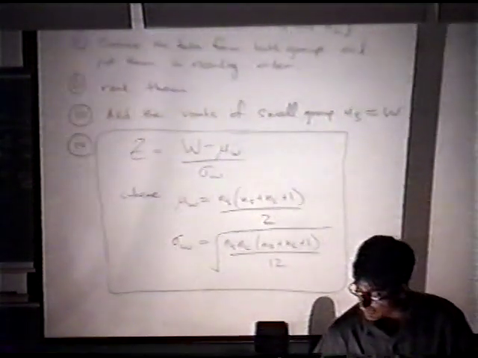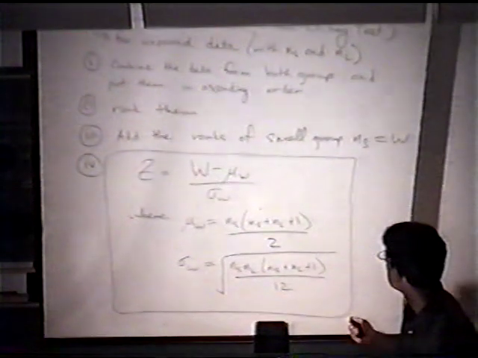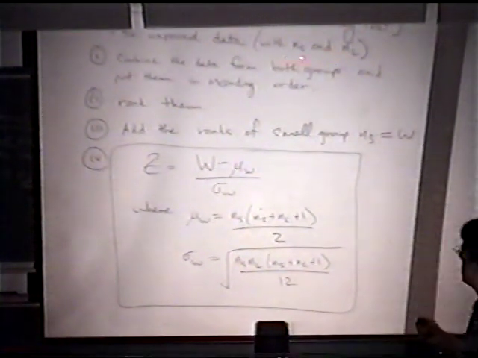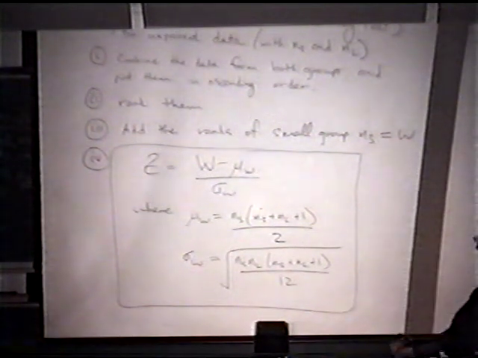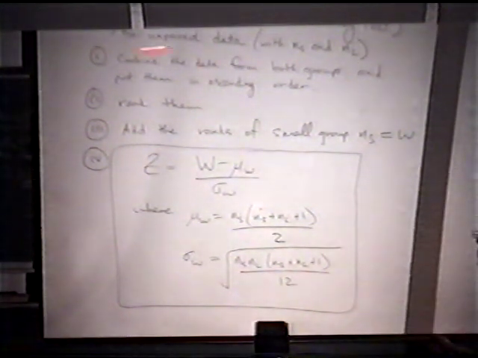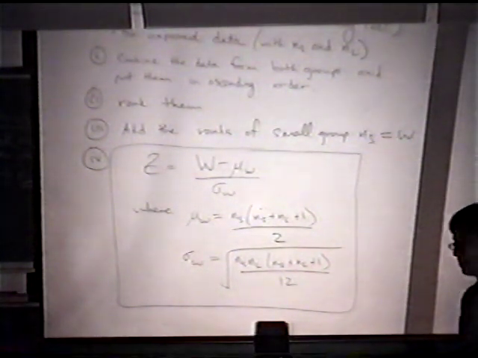If you're not dealing with paired data, you do what's known as the Wilcoxon rank sum test, which is also known as the Mann-Whitney test. It's for unpaired data. You combine the data into one group, put them in ascending order, and rank them. You add the ranks of the smaller group, and you compare them to what's expected. That's it.